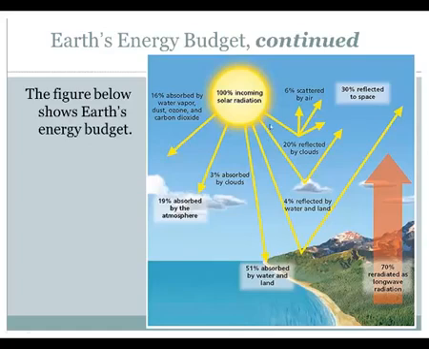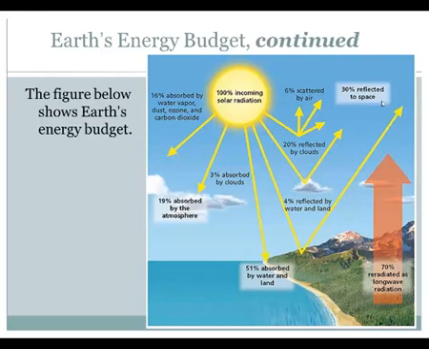All right. Also looking up here, we have 6% of the solar radiation that's scattered by air. 20% is reflected by clouds. 4% is reflected by water and land. 6 plus 20 plus 4 equals 30. 30% of the energy that comes in contact with our planet is reflected back off into space. The reflectivity of our planet is called our planet's albedo. Albedo is the reflectivity of an object.